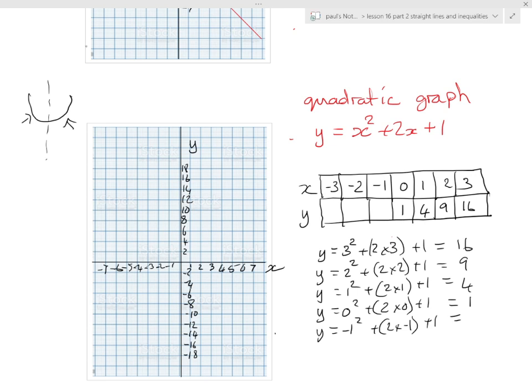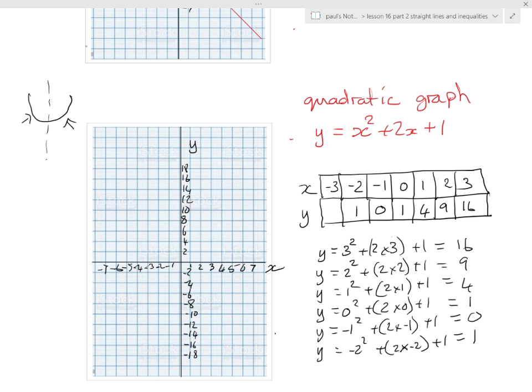Okay, now y equals minus 1 squared plus 2 times minus 1 plus 1. So minus 1 squared is 1. 2 times minus 1 is minus 2. So we've got 1 minus 2 is minus 1 plus 1 is 0. Okay, so 0 in there. Now y equals minus 2 squared plus 2 times minus 2 plus 1. So minus 2 squared is 4. 2 times minus 2 is minus 4. So 4 and minus 4 is nothing, plus 1 is 1.